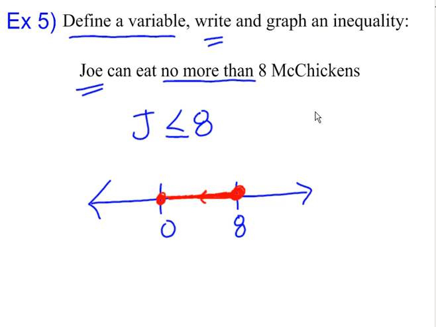If this wasn't a real world problem, if you're just graphing this in general, you would extend it to go past the 0. But because it's a real world problem, you can't have negative McChickens. We need to stop it right there at 0.